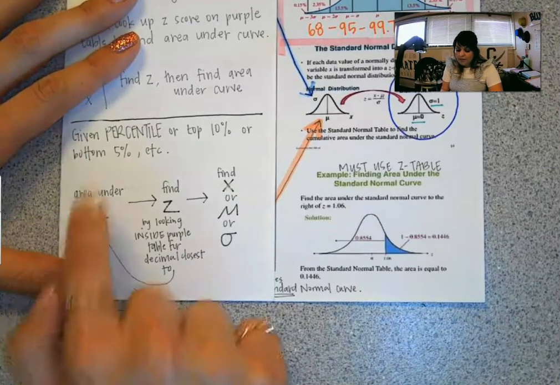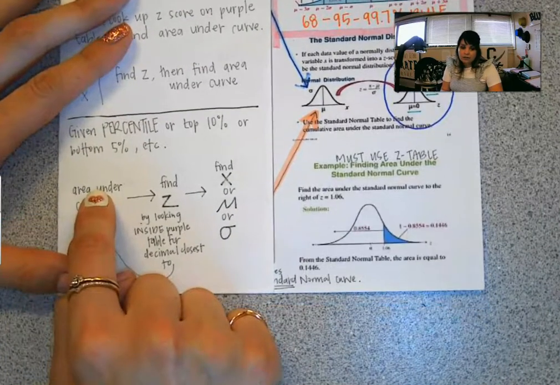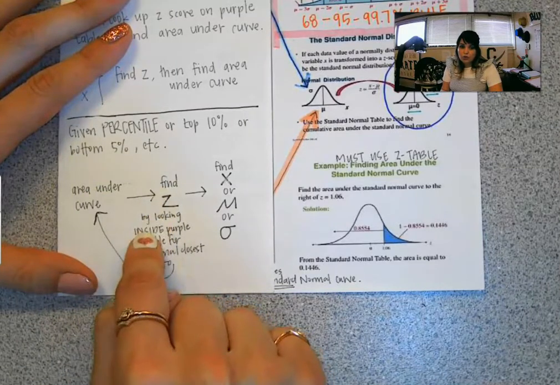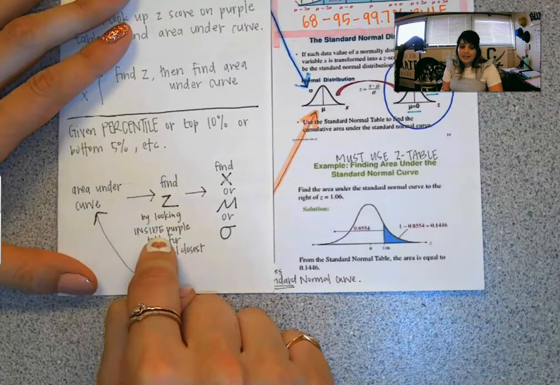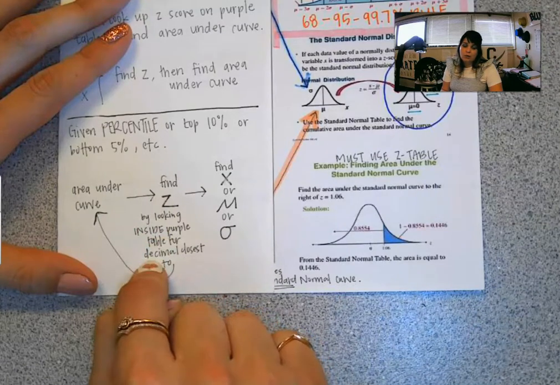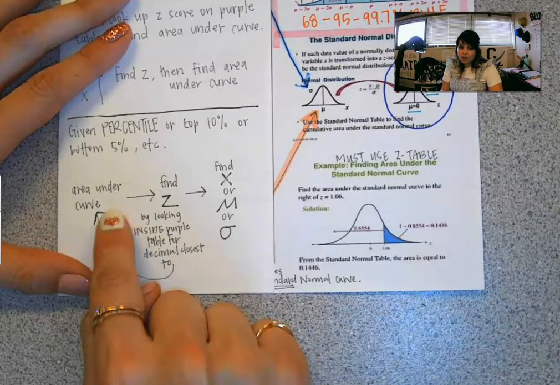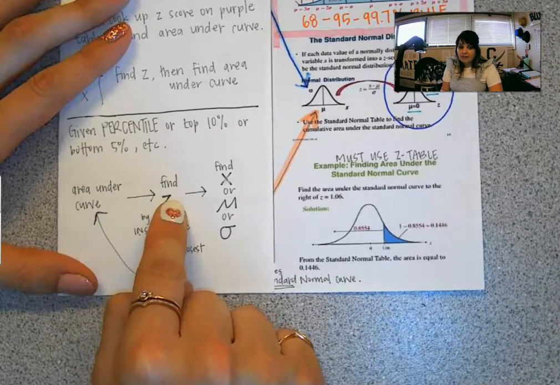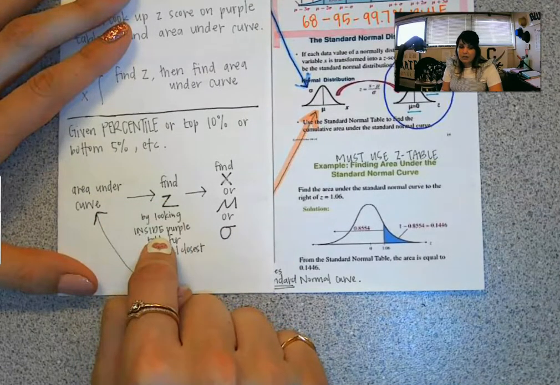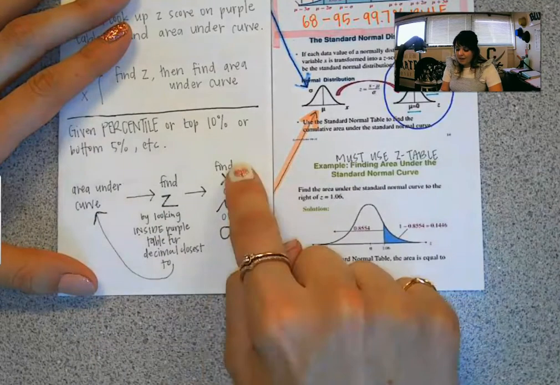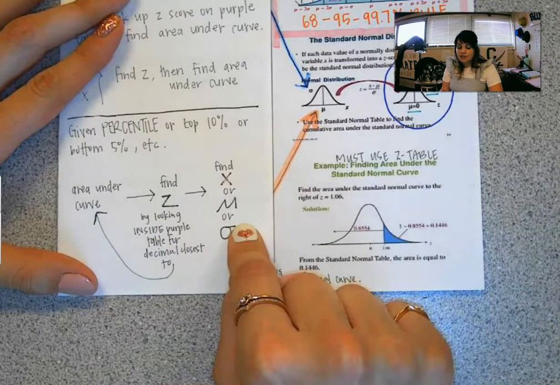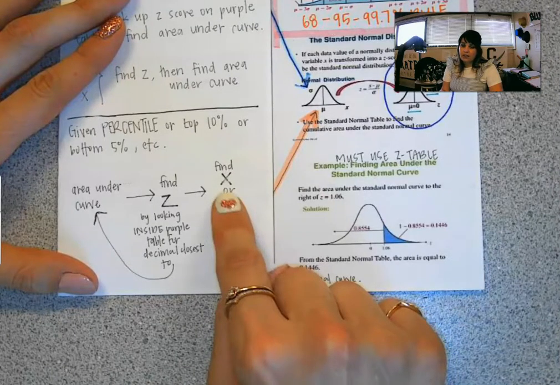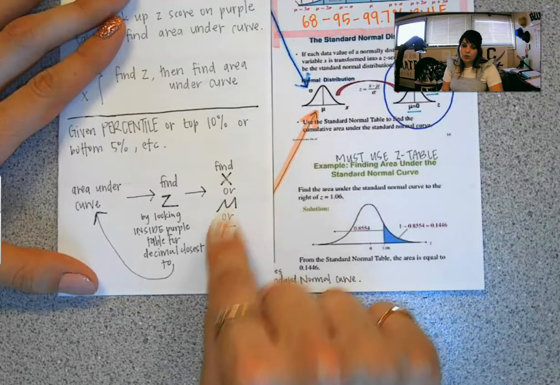So they give you area under a curve and want you to find Z. So you have to look up inside the purple table for the decimal that's closest to this area. They give you an area, you find the Z by looking inside the table. Then they're going to ask you to find one of these things based off of that Z value. So they could ask you to find X or mu or sigma.